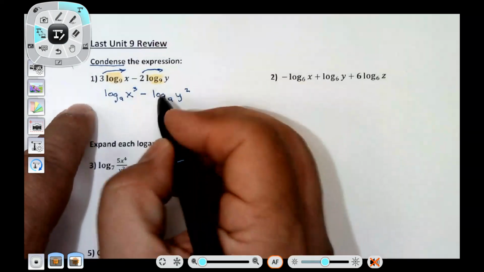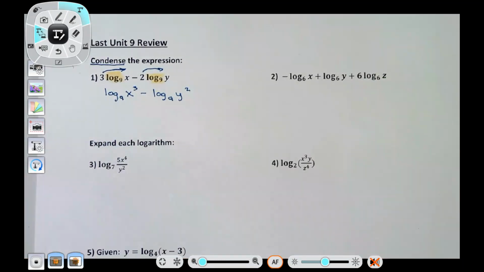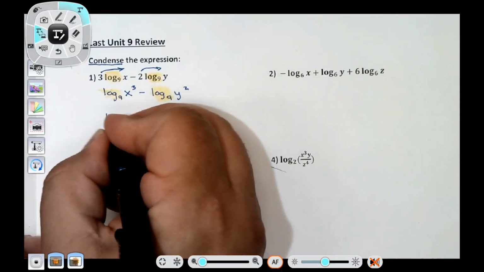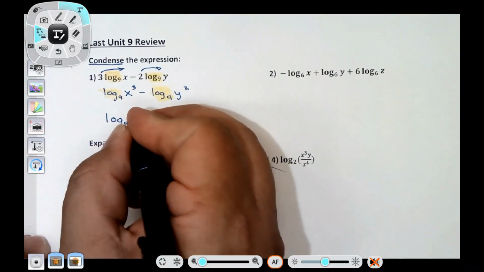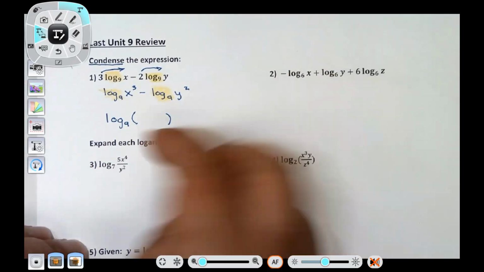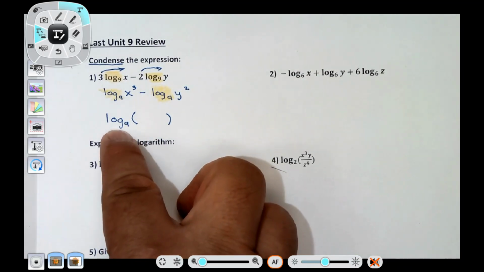But first of all, we now have no coefficient, no number in the front, which means I can now take these two logs and basically turn them into one. So we write the word log, base 9, and then everything is going to go in a parentheses. And that's the one thing you need to remember. Put a parentheses right away so that you don't accidentally write the word log again. We should only see it once.